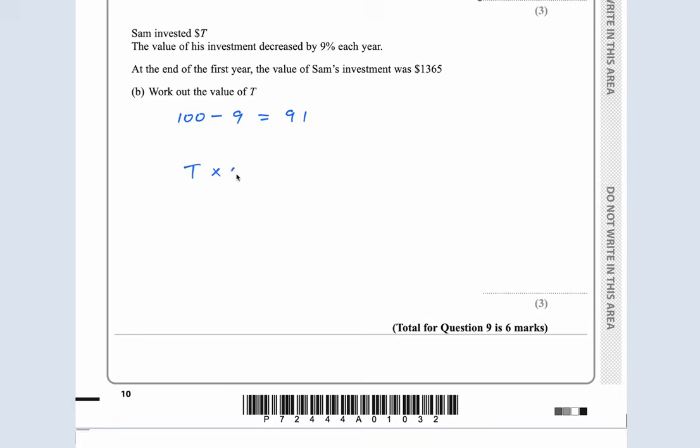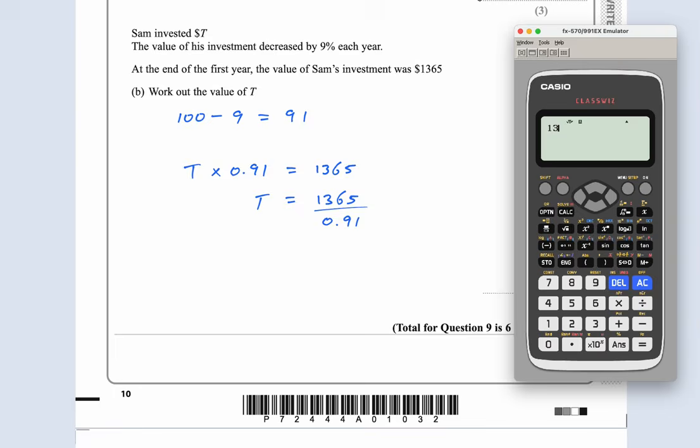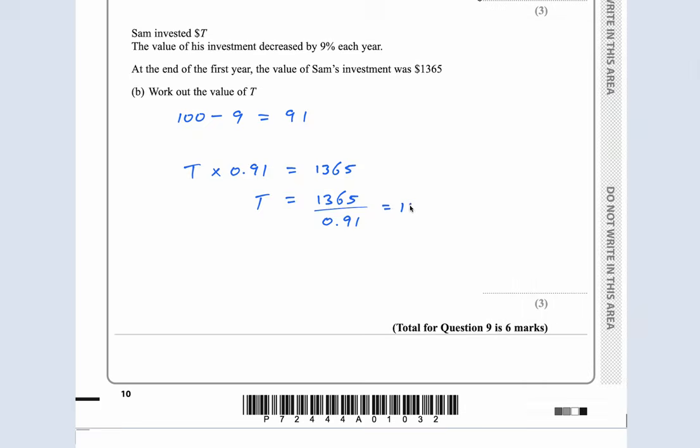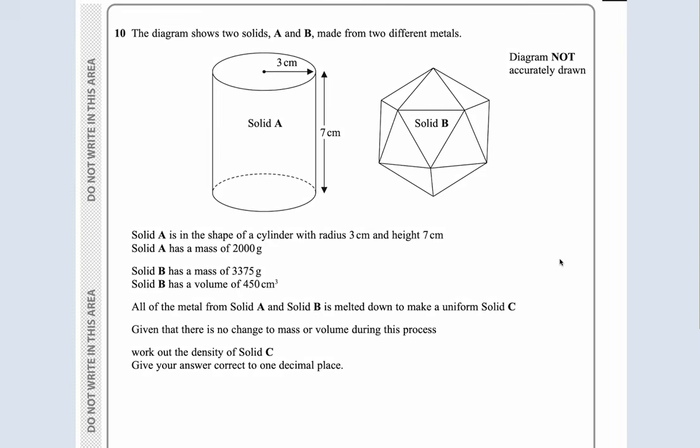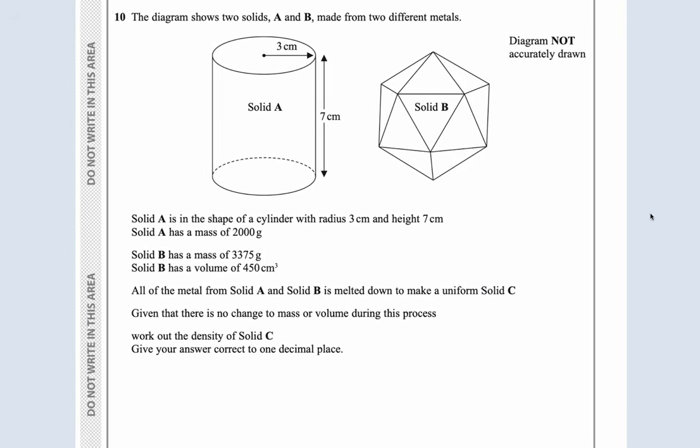And I multiply it by 0.91, because the thing he invested times 0.91 gets 91% of the thing he invested, and we are told that this is 1365. And all of this together, guys, means that T is 1365 divided by 0.91. So let's just write that out. 1365 divided by 0.91, and we get 1500. T equals $1,500.